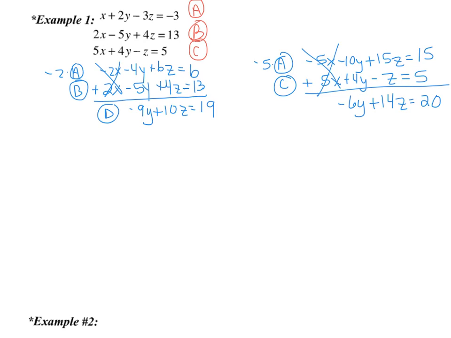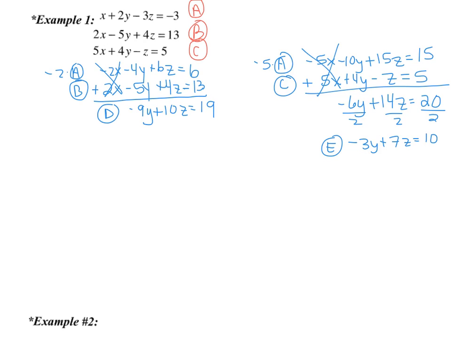Now I notice right away that these are all even numbers, so I'm going to go ahead and reduce this entire equation by 2, so that I have negative 3y plus 7z equals 10, just to make it a little easier to work with, and I'm going to label it equation E. So now equations D and E have only two variables, and they're the same two variables, y, z. That's an important checkpoint. When you get equations D and E, you need to make sure they have two variables and they're the same two variables. If you don't, you've got to go back and redo your elimination method to make that happen.